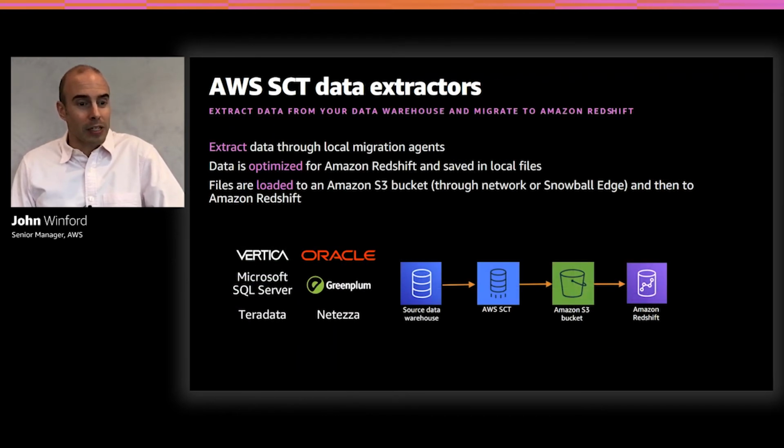Then we're talking about the data extractors. So these are the data extractors I was mentioning earlier to pull data out from a local data warehouse, optimize it for Redshift, compress it up, upload it to S3, and then get ingested automatically into the Redshift system. It's a pretty straightforward way to do a migration from a legacy data warehouse into a cloud-based system like Amazon Redshift.